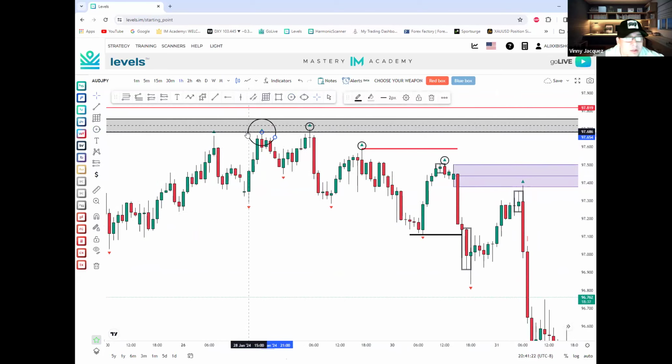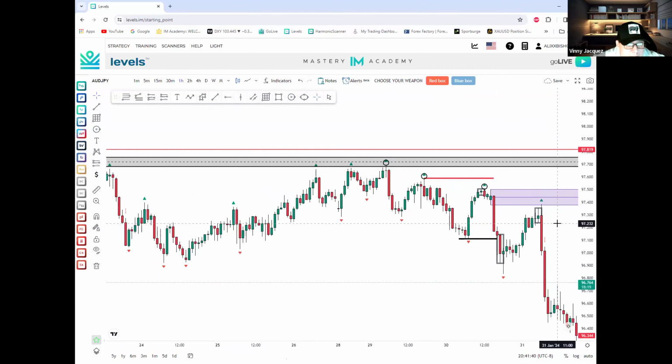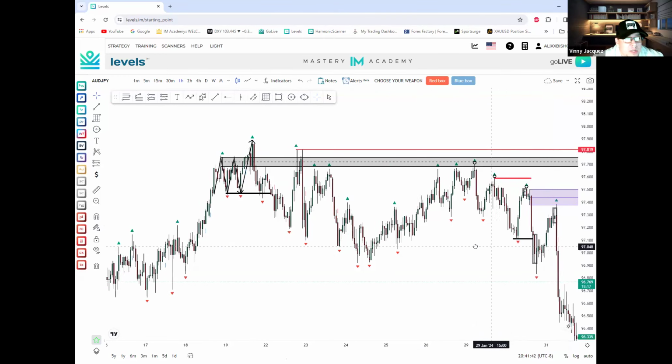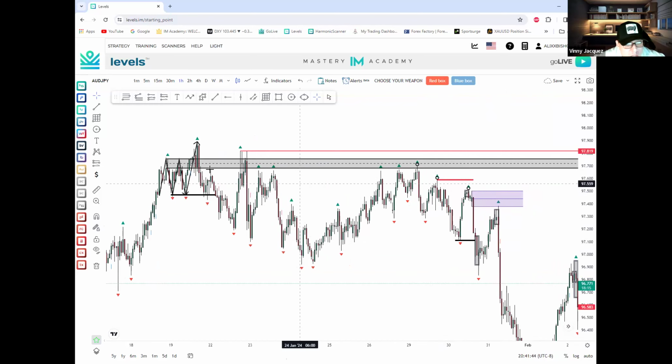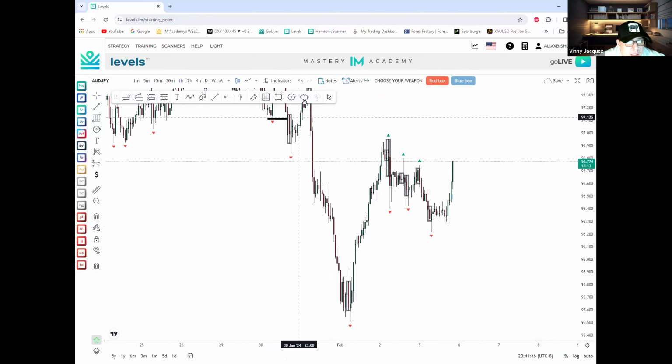Guys, I take losses all the time with head and shoulders. I take losses with starting points and order blocks and demand zones. The market's not always going to respect 100%, right? But when you know how to get back in, the game changes. I promise you, bro, the game changes. Now this is AUDJPY. A little breakdown right here. Let's just take a look.